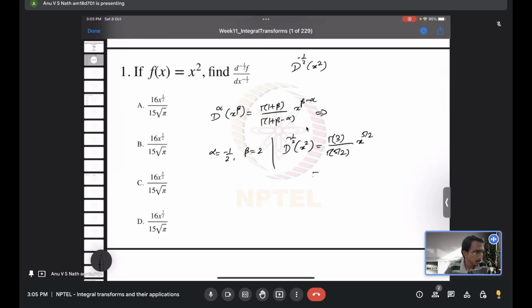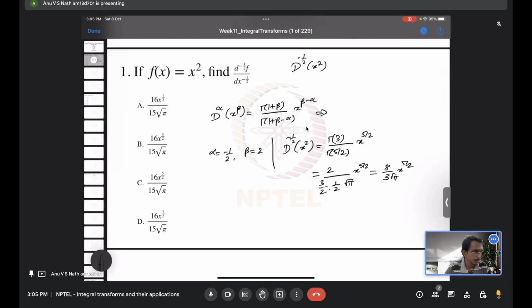Gamma of 3 is just 2 factorial, which is 2, divided by gamma of 5 by 2, which we can write as 5 by 2 times 3 by 2 times gamma of 3 by 2, where gamma of 3 by 2 we can again write as 1 by 2 times gamma of 1 by 2, and gamma of 1 by 2 we know is just root pi, then x raised to 5 by 2. If you reduce this, you will get 8 by 3 root pi times x raised to 5 by 2. Yeah, it is not correct.